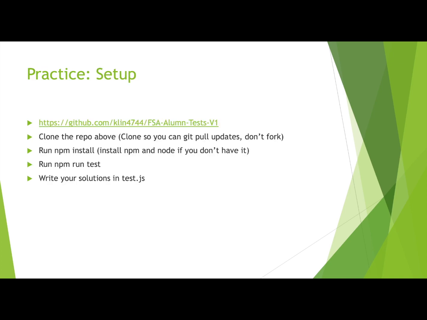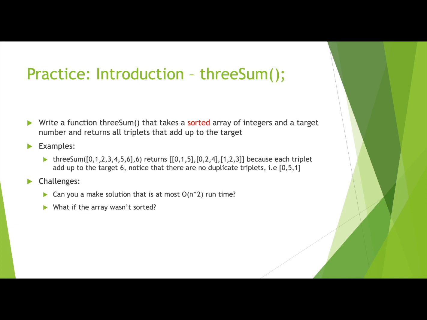Okay, so I'm going to introduce the multiple pointers problem here. The multiple pointers problem I want you guys to approach is called threesome. I want you guys to write a function called threesome that will take a sorted array of integers and a target number, and it'll return all the triplets that add up to that target. For example, if I gave you this array 0, 1, 2, 3, 4, 5, 6, and I gave you the target number of 6, I want you to return [0, 1, 5], [0, 2, 4], and [1, 2, 3], because each of these triplets add up to 6, okay?